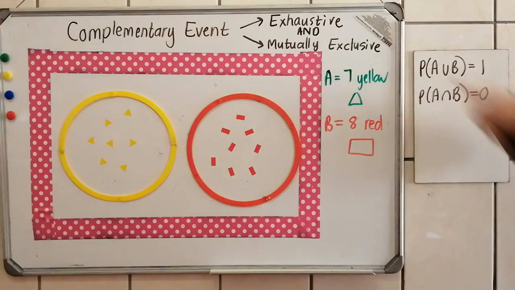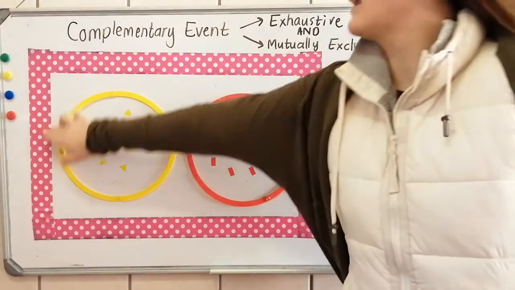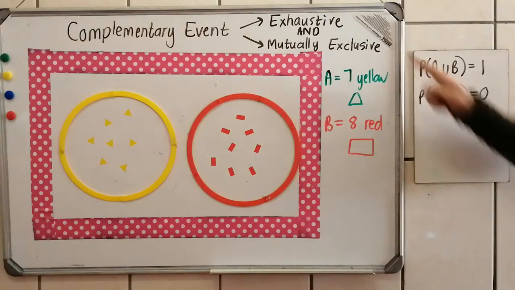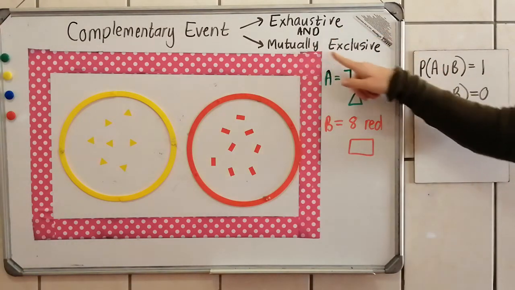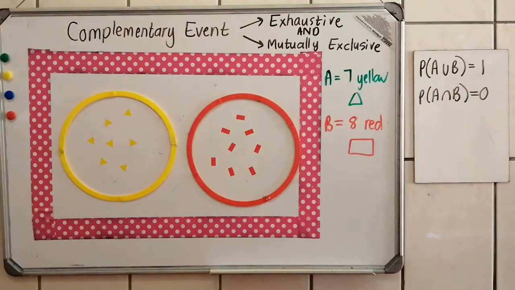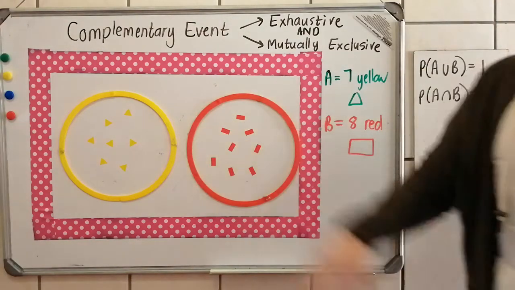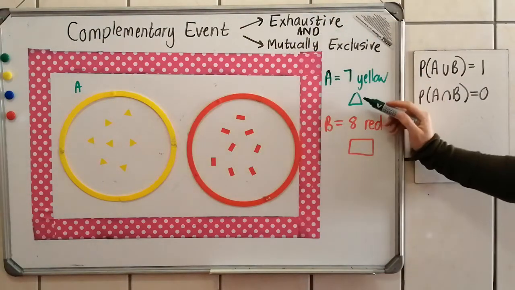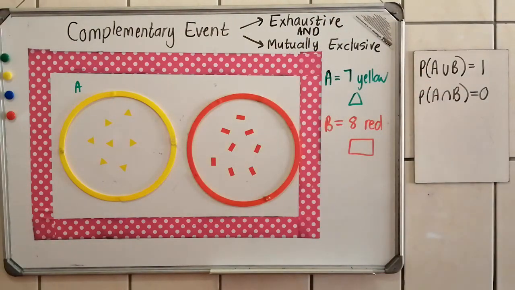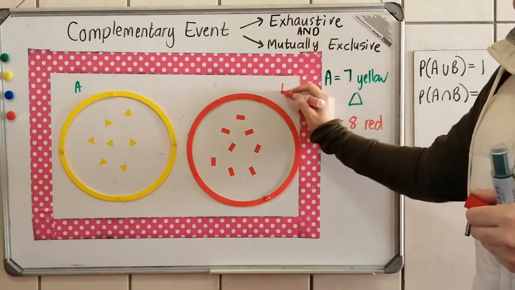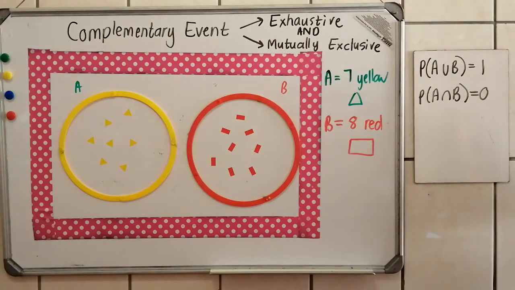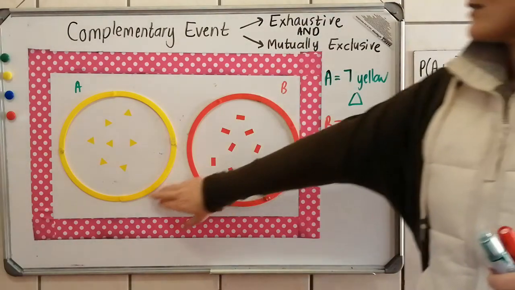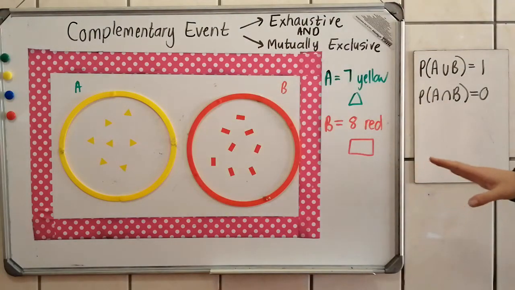So what do I mean by exhaustive? I mean that there's nothing that lies outside of my event, so there's nothing extra in the sample space, and it must be mutually exclusive, which means they have nothing in common. So in my two events, event A, I put 7 yellow triangles, and in event B, I put 8 red rectangles. Do you see how I've used up my entire sample space? I don't have any other shapes lying on the outside, okay?